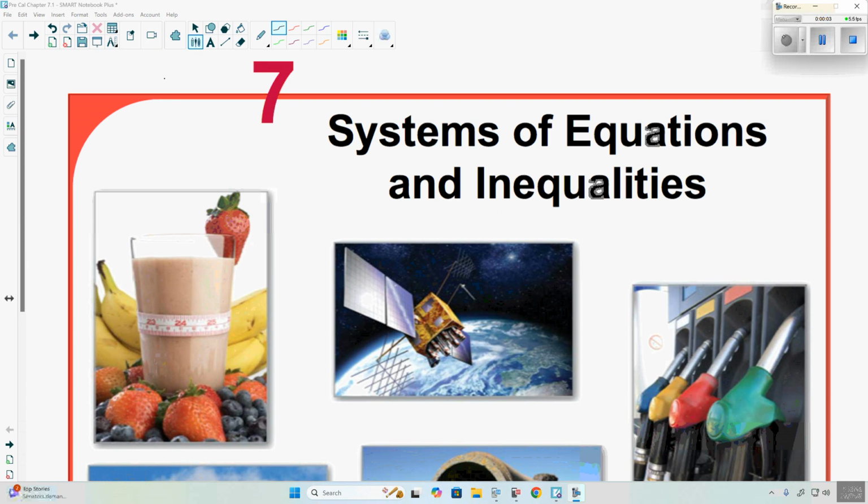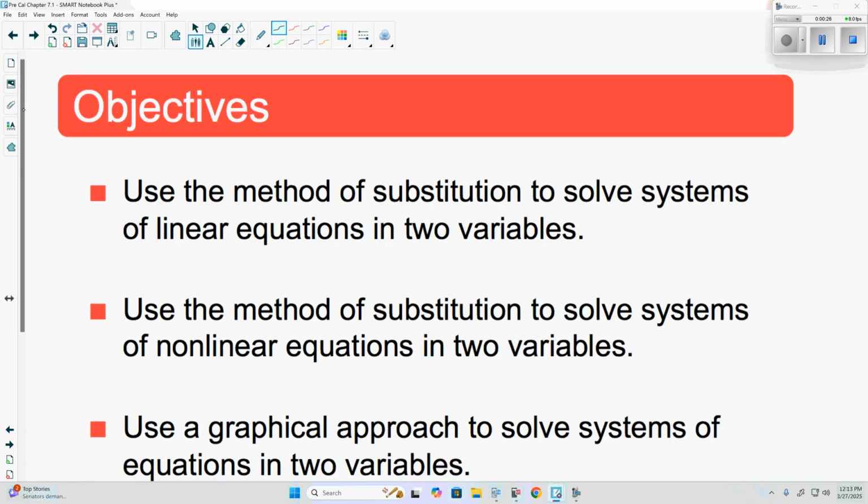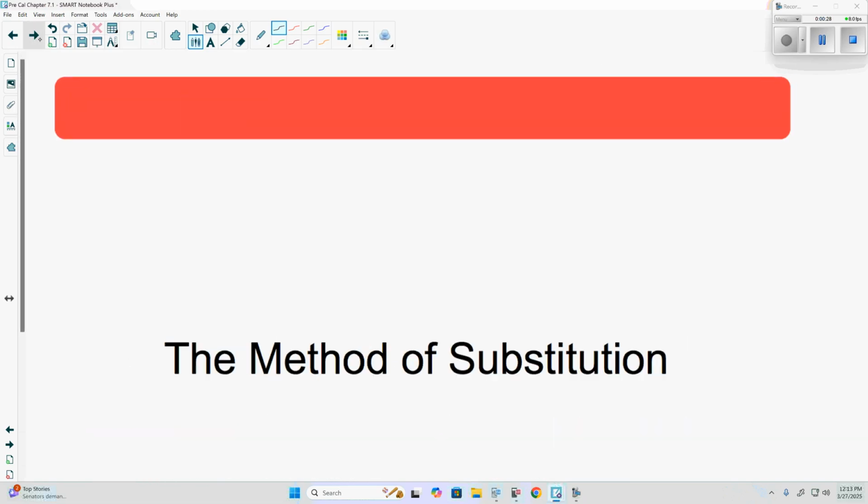All right, guys, what we're doing today is starting Chapter 7. Chapter 7 is going to be systems of equations and some rational expressions. So the first thing we're looking at is systems of equations, specifically linear and nonlinear systems. With linear and nonlinear systems, we're looking for the point or points that's going to make both equations true.